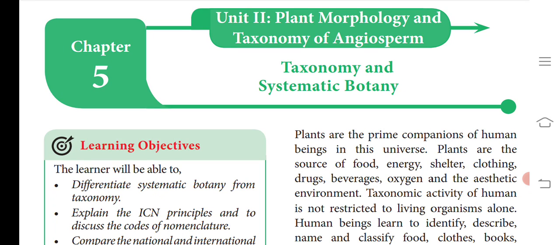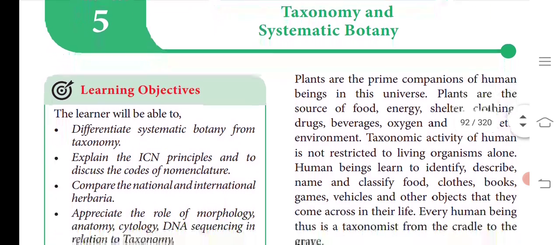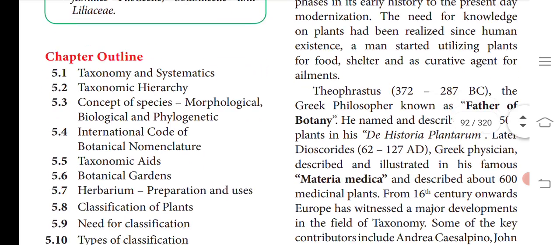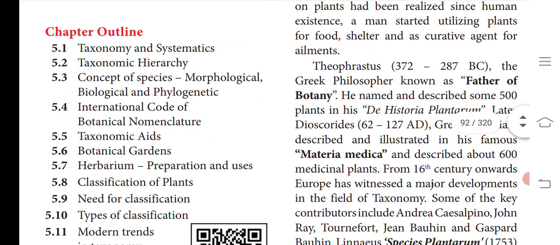Today we will learn about chapter 5, biobotany, that is taxonomy and systematic botany. So here in this lesson we will learn how the plants are being classified and how they are preserved. Okay, see here: taxonomy and systematics and taxonomic hierarchy.